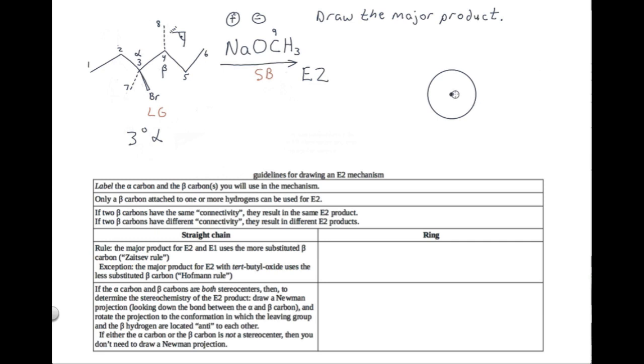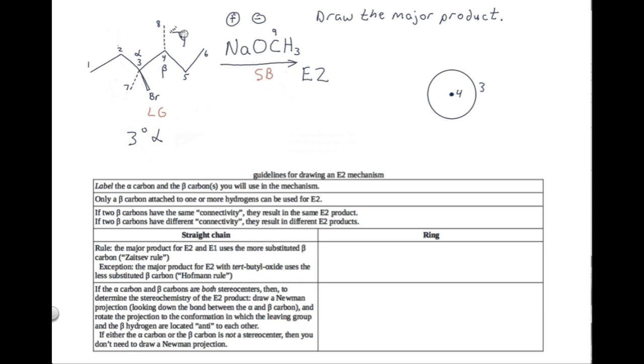The dot represents the carbon that's closer to the eye. Carbon 4 is closer to the eye, so I'll label this dot as carbon 4. The circle represents the carbon that's further from the eye. Carbon 3 is the carbon that's further from this eye, so I'll label the large circle as carbon 3.